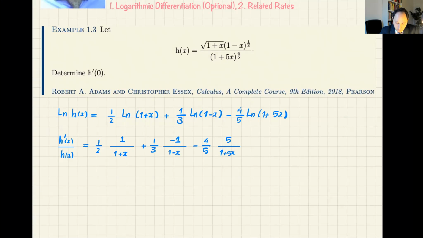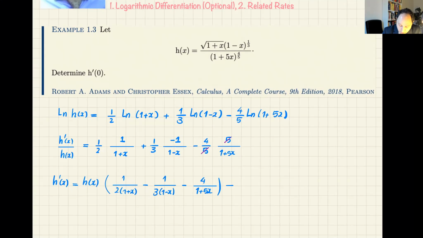Okay, now what I need to do, I need to calculate h prime. So I have to multiply everything by h of x. You don't even need to bother to write it. You just write h of x and try to see what is going on here. So it becomes 1 over 2 times (1 plus x), minus 1 over 3 times (1 minus x). And then this one, the 5 and 5 are cancelled. So I will get minus 4 over (1 plus 5x).